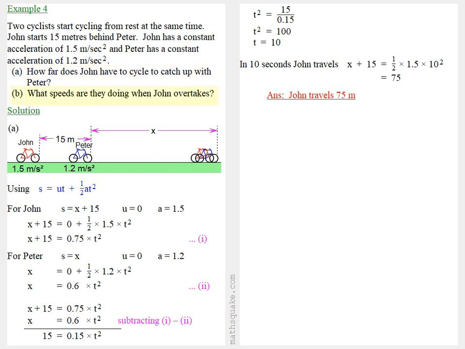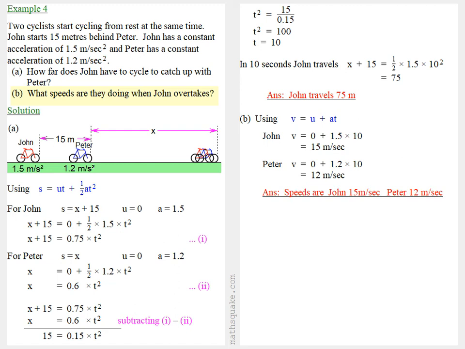Now in part B it says what speeds are they doing when John overtakes? Well, using v equals u plus at, John's initial speed is 0 and his acceleration is 1.5. They overtake after 10 seconds, so v is 0 plus 1.5 times 10, which is 15 metres per second. And for Peter, u is 0, a is 1.2, and again t is 10, so v equals 0 plus 1.2 times 10, which is 12 metres per second.